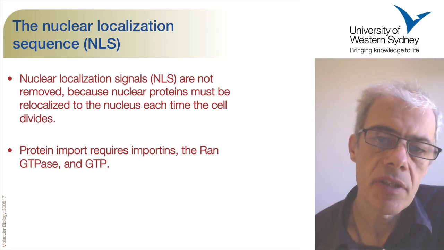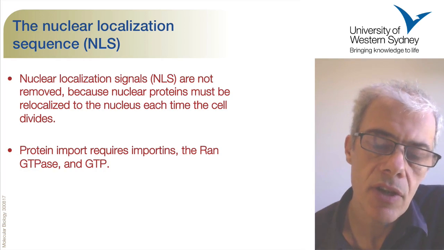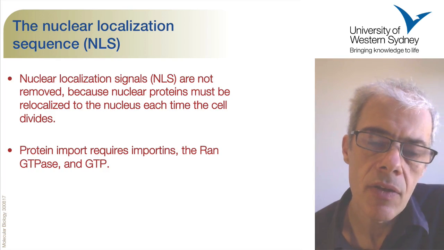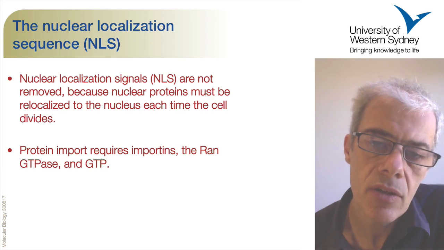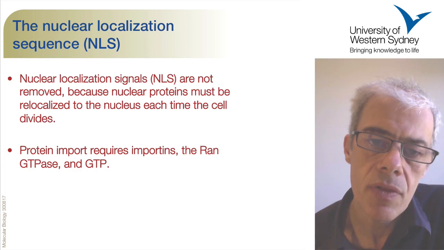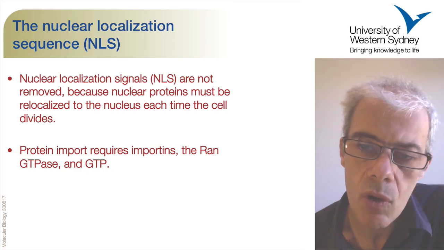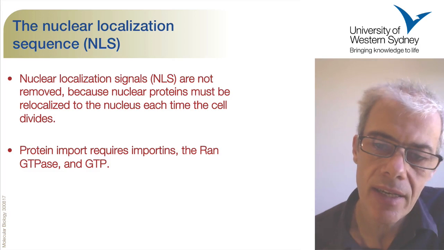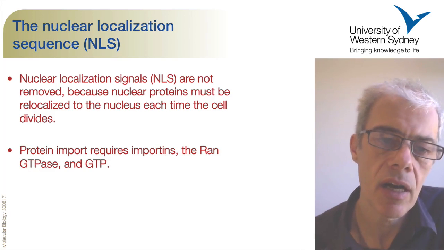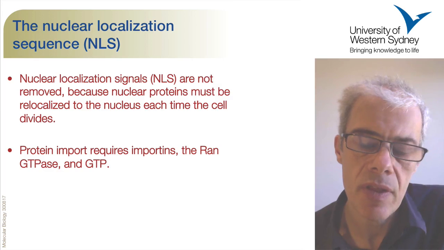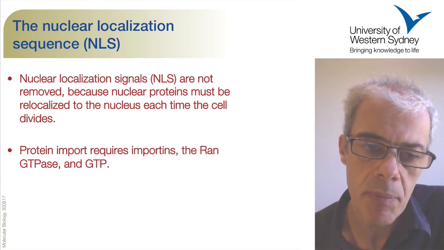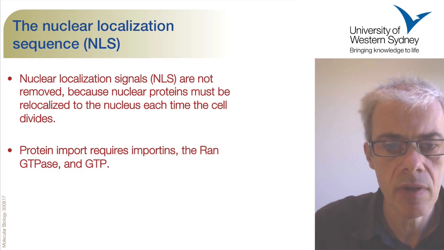Now, these sequences aren't cleaved off, and these signals don't always occur N-terminal. They can be anywhere in the protein. And the reason they're not cleaved off is that during cell division, the nucleus dissolves and reforms. So these proteins have to be re-trafficked back into the nucleus during cell division. So the nuclear localization signal is a part of the protein sequence that is not cleaved off.